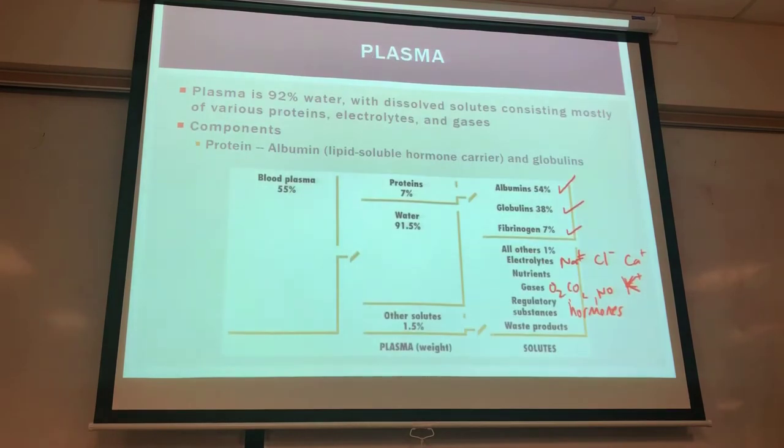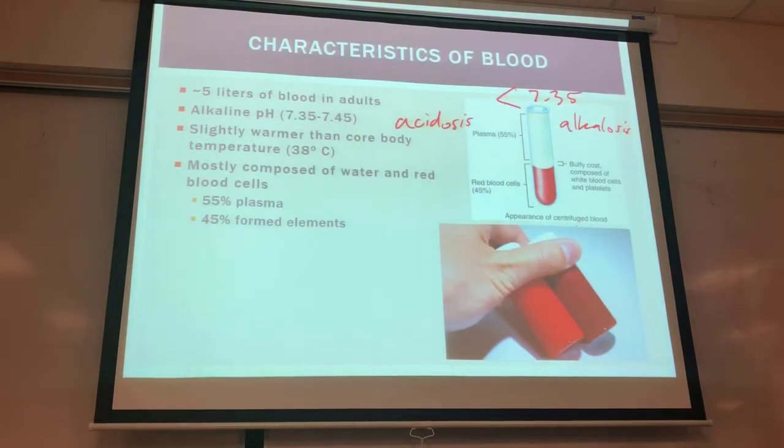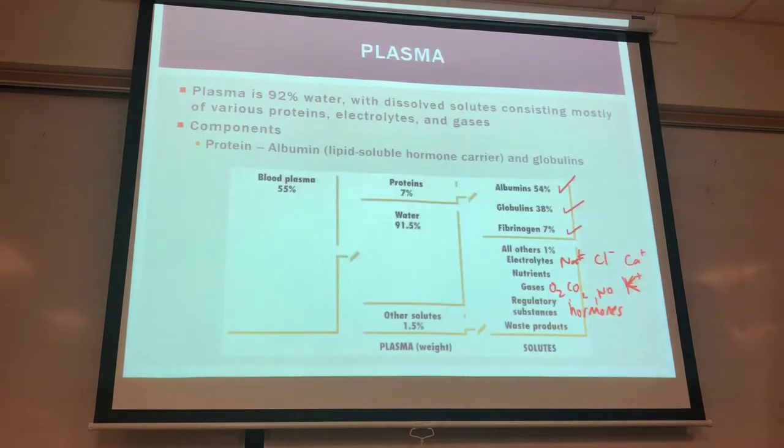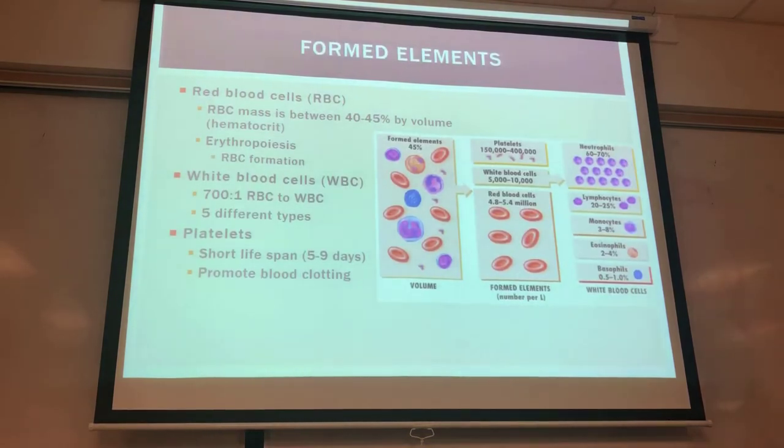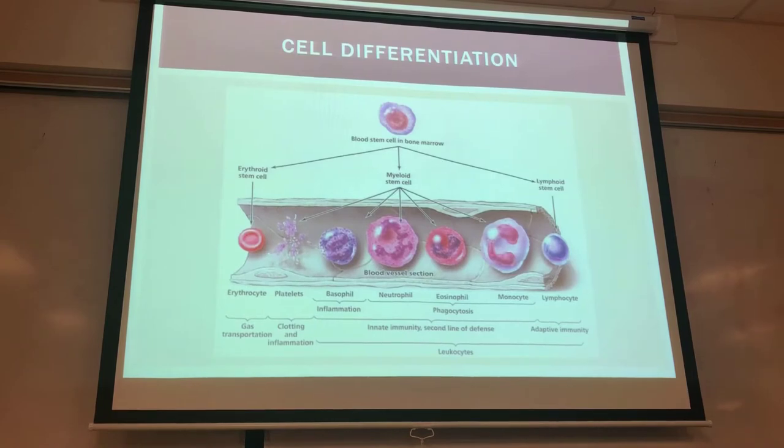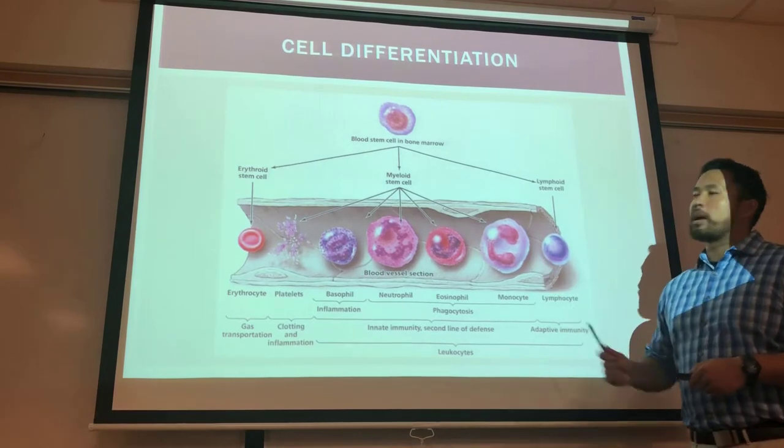Now, while the plasma is at 55%, the other 45% are going to be the things that sink down to the bottom. So these are going to be our big cells. Red blood cells, white blood cells, as well as platelets. And they are called formed elements because they actually are derived from stem cells. And where are those stem cells for blood located? Actually located right in the bone marrow.